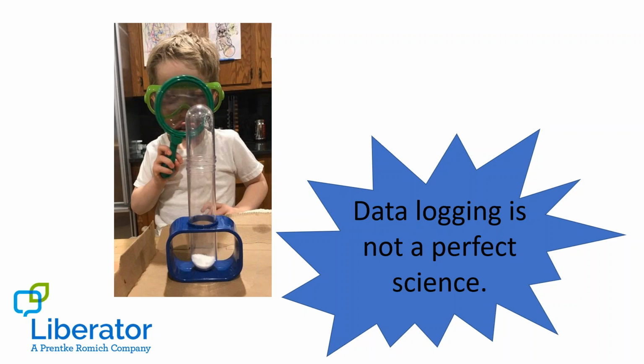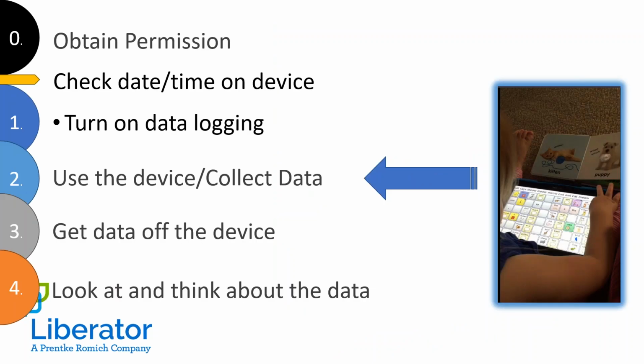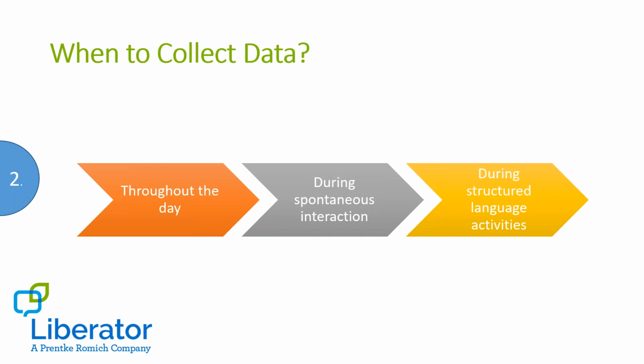So that's my kind of take on modeling and communication partners sort of messing up the data. I think as long as we're aware of it and we are cautious in the way that we interpret data, then I think it's totally fine. So the next thing is to obviously use the device, and by using the device with data logging on, it will collect data. And then the question of when to collect data. So it sort of depends on why you're collecting it and maybe your goals.